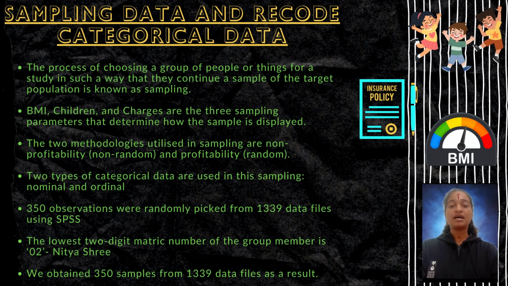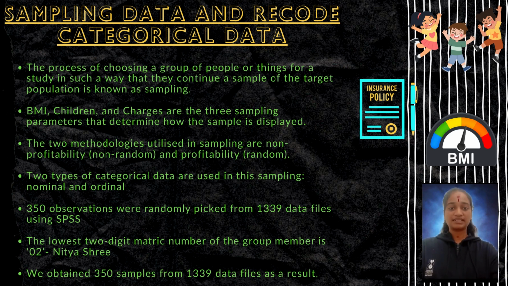Two types of categorical data are used in this sampling, which are nominal and ordinal. Nominal data is the most basic type of categorical data. Categories in nominal data simply represent different groups with no inherent order or meaning beyond their labels. Examples include hair color and blood type. Ordinal type of categorical data maintains an order or ranking between categories. For example, it includes movie ratings, level of education, customer ratings, and more.